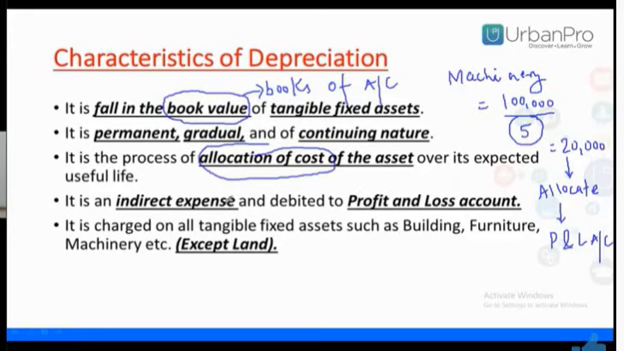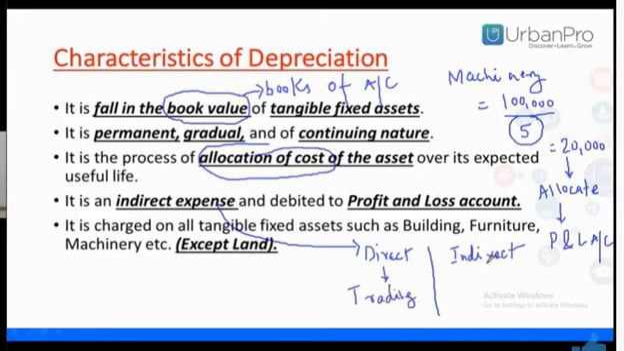Depreciation is an indirect expense. We know in accountancy we have two types of expenses. First is direct expenses and second is indirect expenses. Direct expenses are directly related to manufacture, which we show in the trading account. And indirect expenses are all those expenses which are not directly related to manufacture, which we show in the profit and loss account. So here depreciation is an indirect expense which is debited to the P&L account.